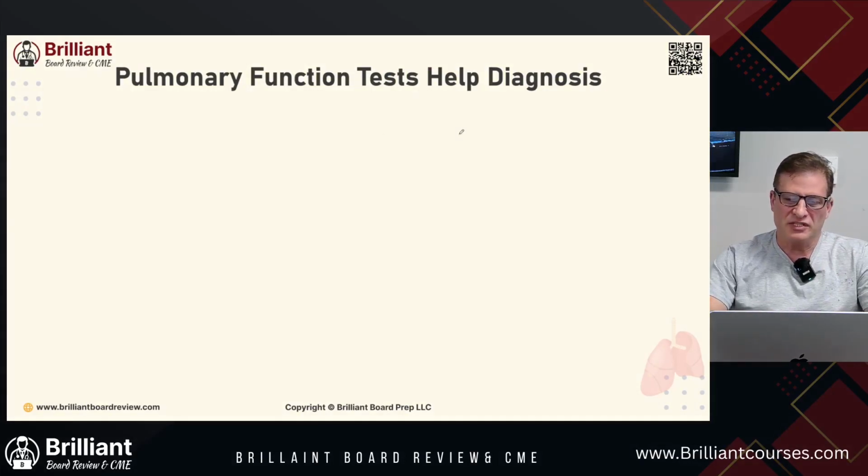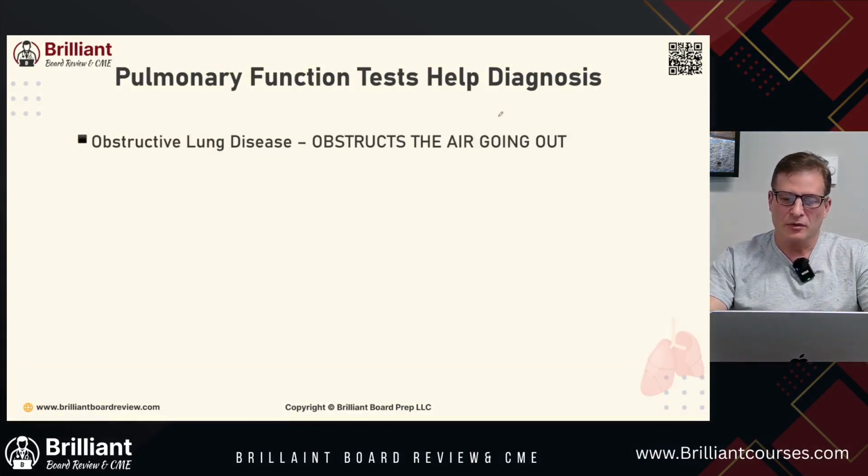The pulmonary function test helps to diagnose, okay? Now, in obstructive lung disease, the lungs are obstructed, the air has trouble getting out, okay? So in obstructive lung disease, I want you to think about this. The air is coming in, but it's having trouble getting out.